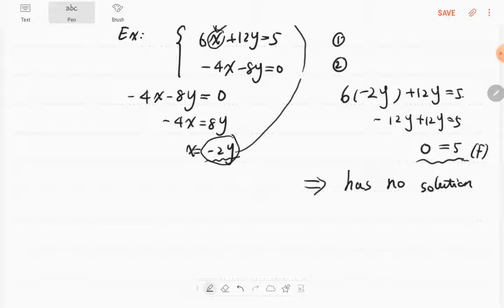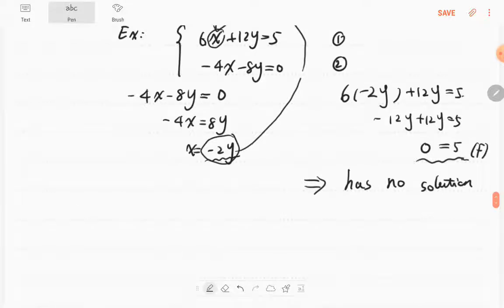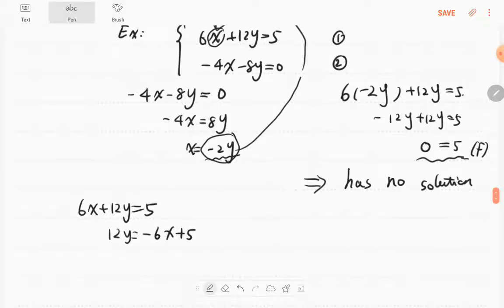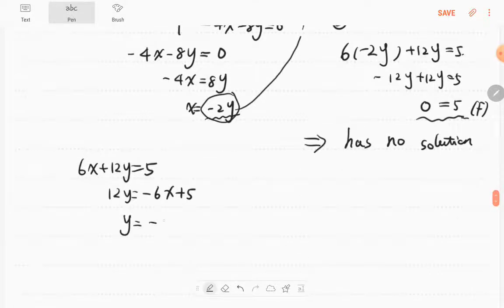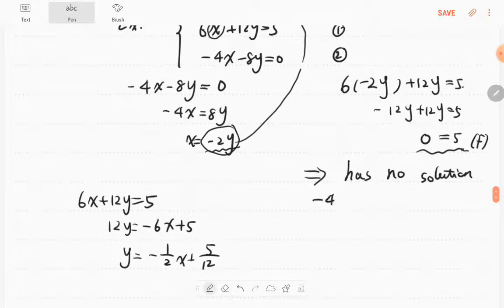But because this is an example, we're going to test if it's true, right? We're going to change the equations to the slope-intercept form. So for the first one, we will have 12y equals negative 6x plus 5. So we will have y equals negative half x plus 5 over 12. So this is equation 1. And we have equation 2. We also need to change it to the slope-intercept form.